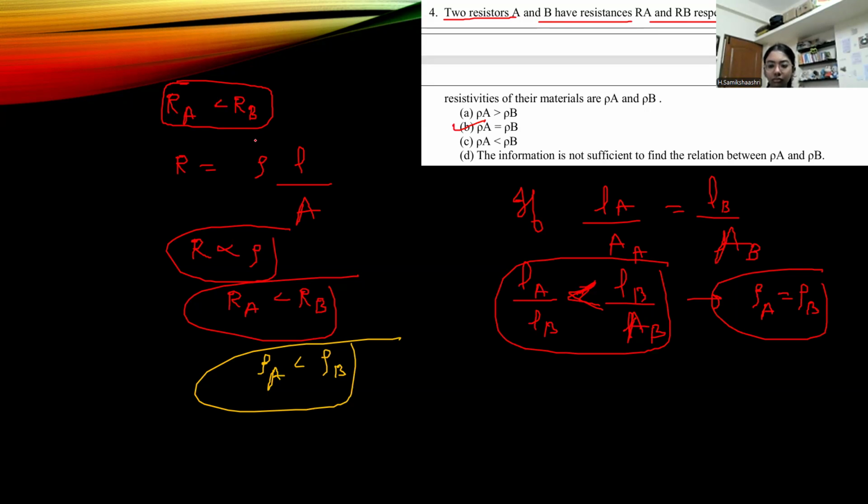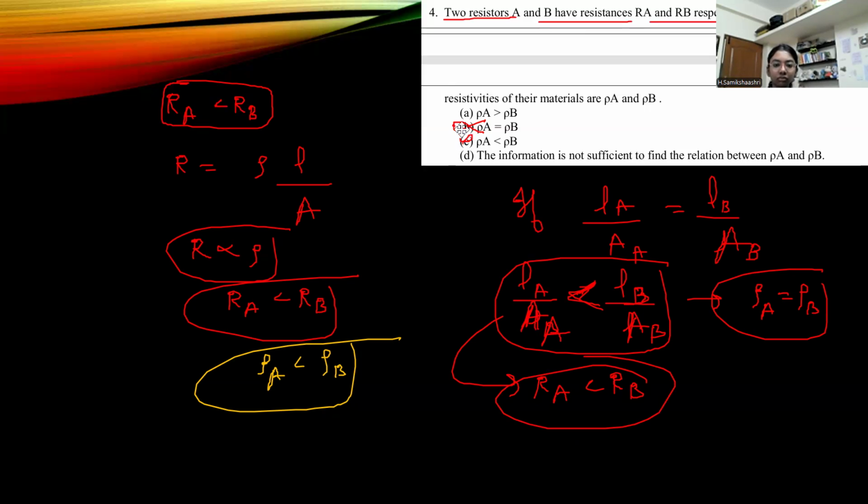But there may be a possibility that the length by area ratio for A is less than the length by area ratio for resistor B. And if I assume rho A is equal to rho B, then in this case also, if you take this condition, it will give me RA less than RB. So neither option B is correct, nor C, nor A.